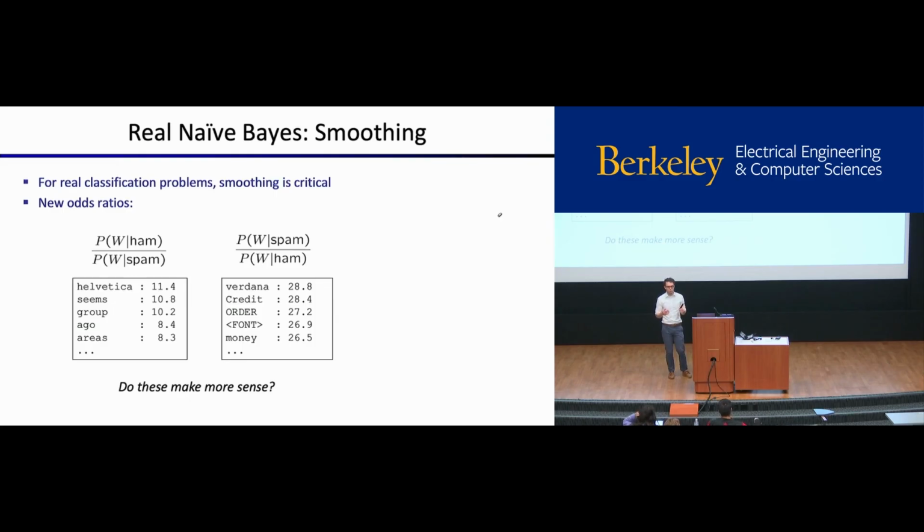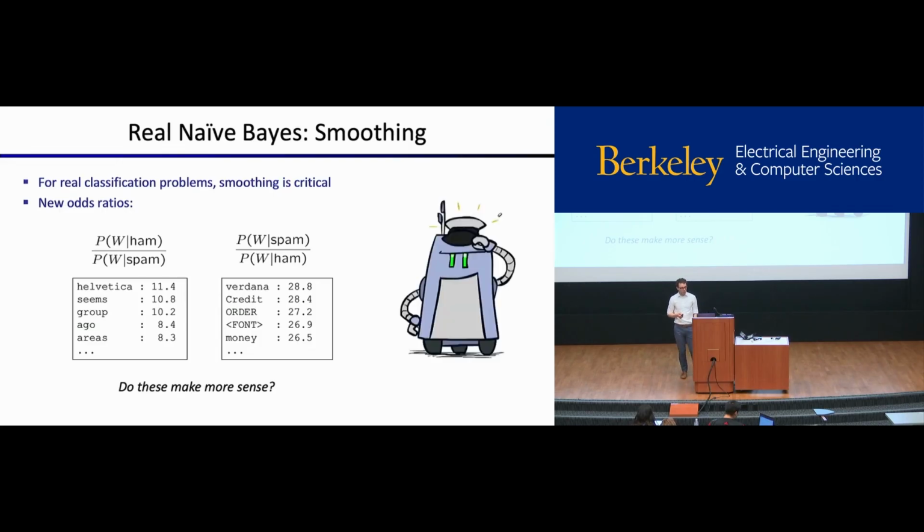And this fixes this problem that we had before, where we had 0 counts for things. Now when we're dividing, we at least have that 1 out of n in the denominator, so we're never going to be dividing by 0. So do these make more sense? I'm not sure. I don't know why the names of fonts are at the top of our list here, but maybe spam emails are in certain fonts. But at least nothing's infinite, right? So now we can actually do a good job of predicting.